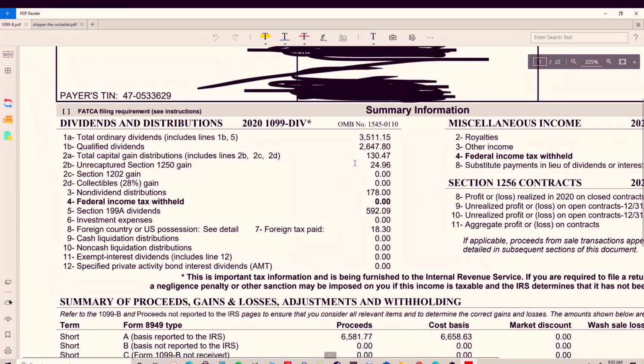On line 3, the non-dividend distributions, I'm not going to go into too much detail here, but really this is something that your software should have an input for. You can drop it in, but it's more of an informational item than anything else. I don't necessarily see that affecting people, but it is there, and it's just for you to input to make sure your return is complete. But it's not something that I've personally seen make a big difference on people's tax returns.